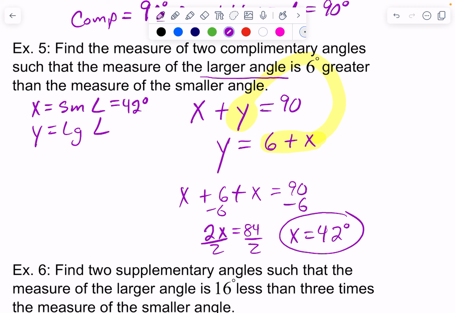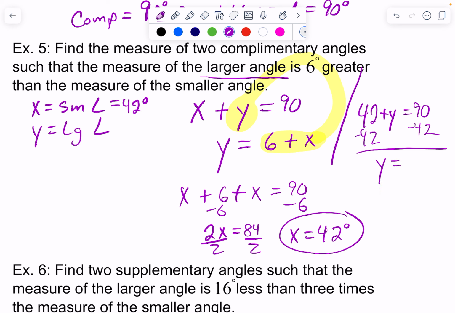And then to get my large angle, we'll simply plug it in. 42 plus Y equals 90. Subtract 42 from both sides, and Y will equal 48 degrees. And there you have it.